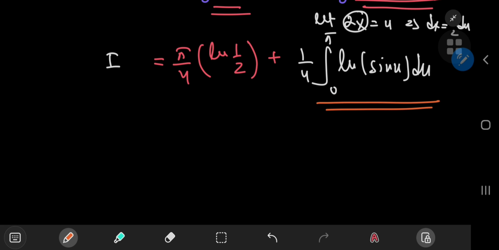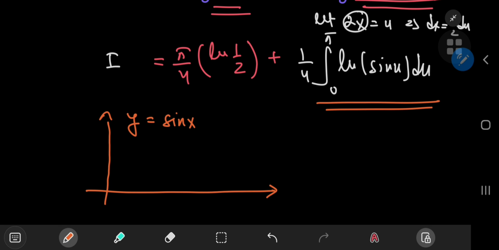Now you can actually draw some very nice conclusions about this integral just by considering a graphical analysis. So I'm going to consider the graph of the function y equals sine of x between 0 and pi. So we all know that this is what the graph looks like, correct?